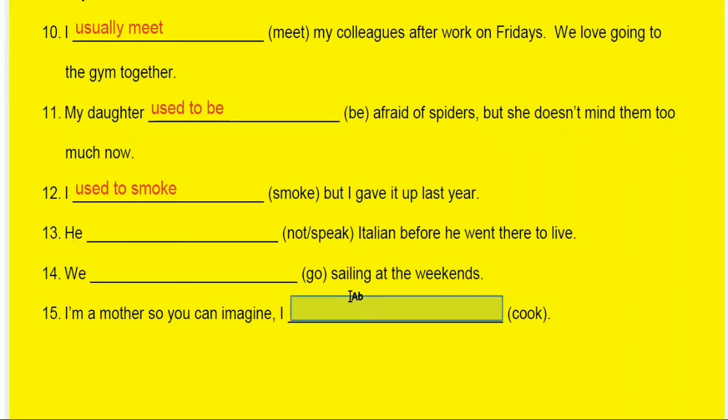Number 13, Italian before he went there to live.